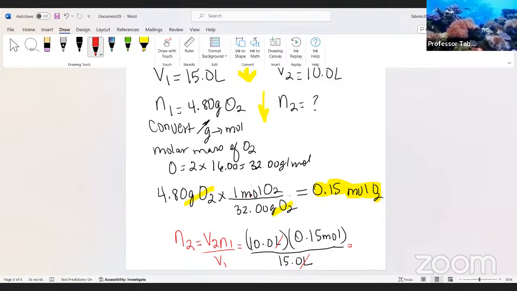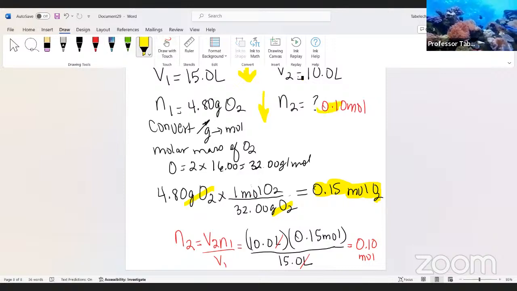You're going to say 10 times 0.15 divided by 15, and we get 0.10 moles. And guess what? The answer that we just solved for is less than the number that we initially started off with. So it did drop. So 0.15 dropped to 0.10.